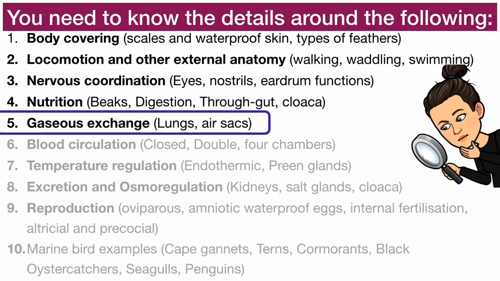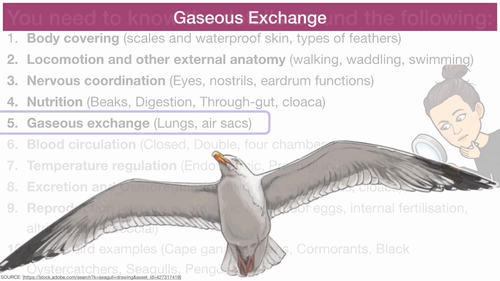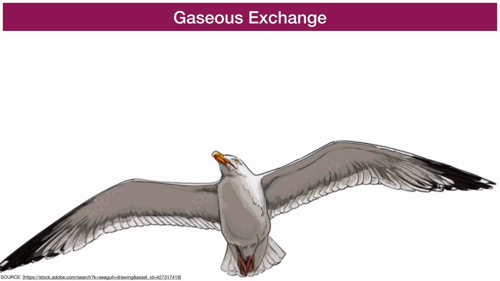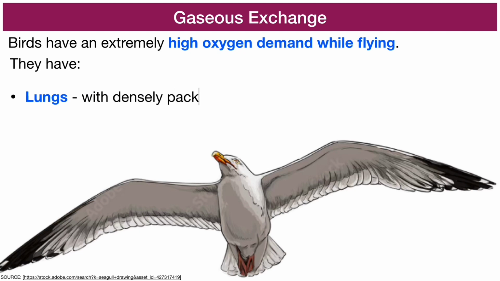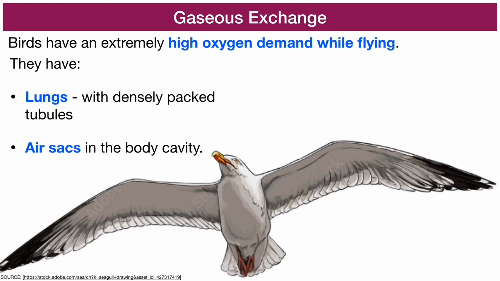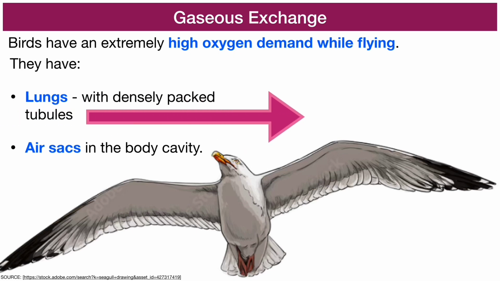All right, so next up is gaseous exchange. For gaseous exchange for birds, this is one of the most important focus areas. They have extremely high oxygen demand whilst they are flying. To cope with this, they have lungs, and these lungs are packed very densely with little tubules. They also have multiple air sacs in their body cavity that are linked to those lungs. So we'll have a look at that in a minute.